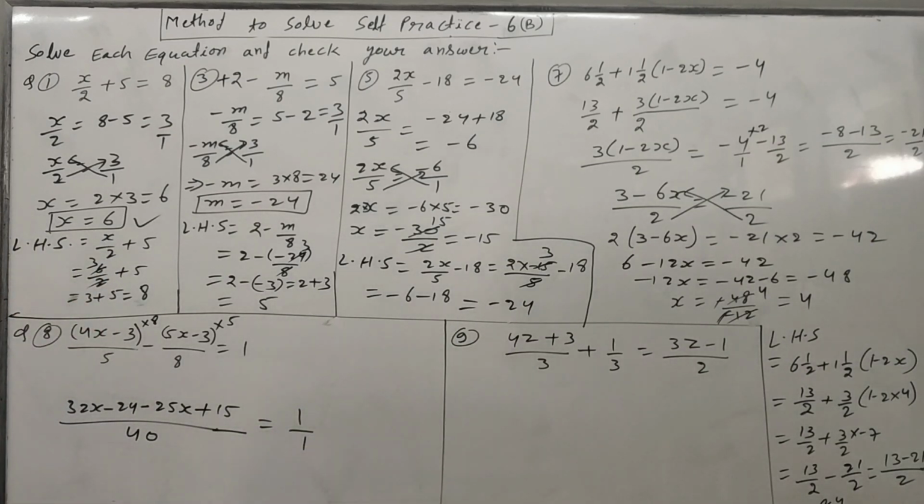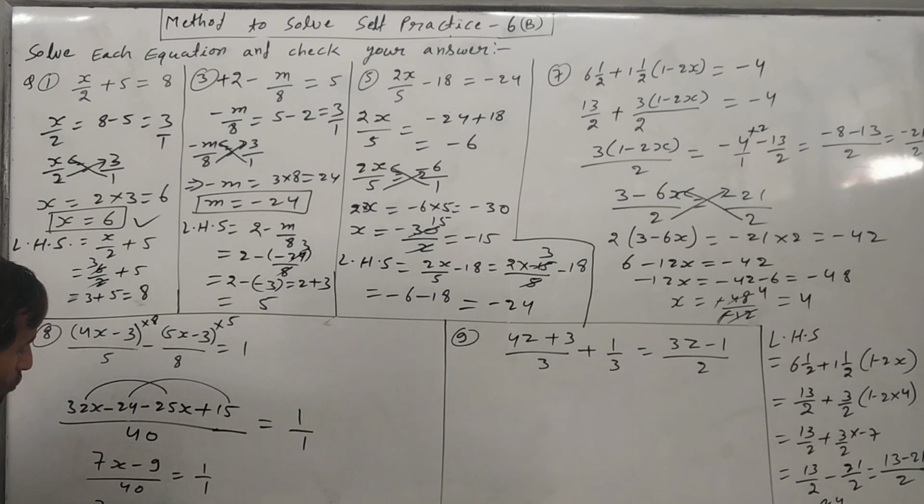Nothing is written here. Now we have to simplify this one and this one. Now we will subtract, then it will come 7x, and we will subtract again here, then it will come minus 9 upon 40 is equal to 1 upon 1. Now cross multiply, then 7x minus 9 is equal to 40 into 1, means 40 will come. Then 9 will go to that side, 7x is equal to 40 plus 9, will come 49.